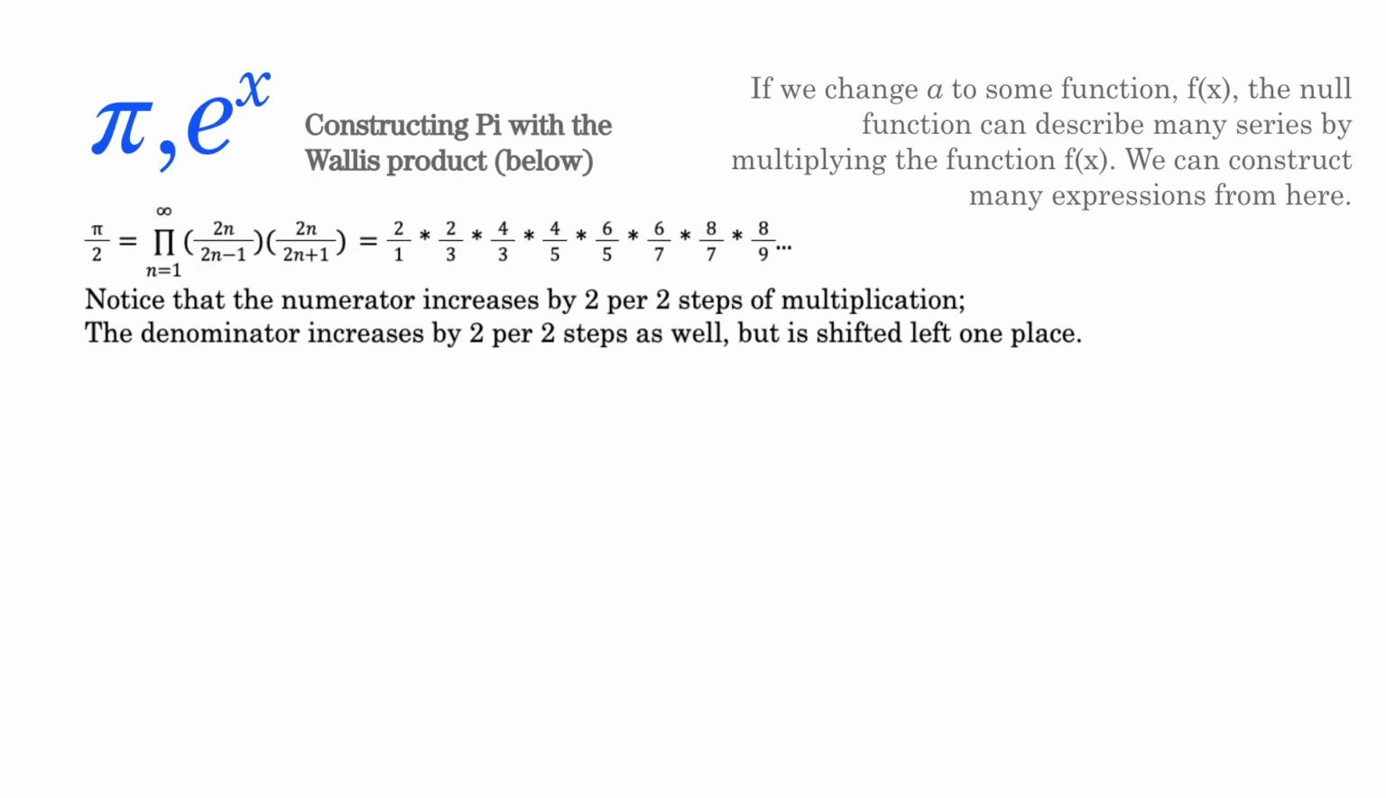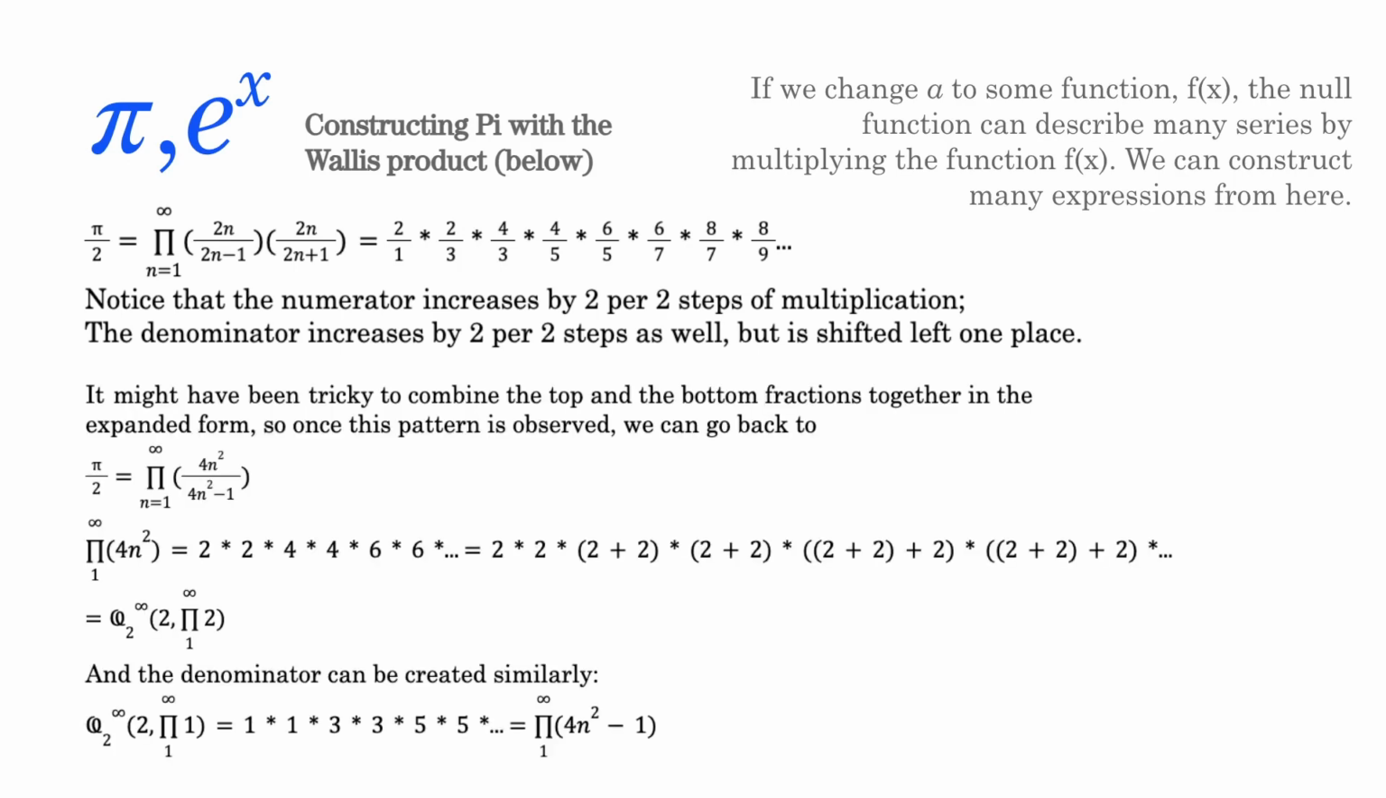Notice how the numerators increase by 2 per 2 steps of multiplication. The denominators increase by 2 per 2 steps as well, but is shifted one place left. This might have been hard to express, but if we take a look at the original form of the equation, you'll see that the order actually doesn't matter that much.